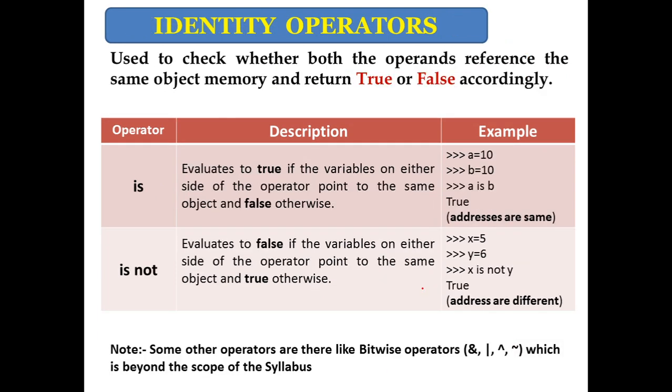Identity operators are used to check whether both the operands reference the same object memory, returning true or false accordingly. It checks the address of the operands of both sides of this operator: is and is not. Address is important here. Here a is 10, b is 10, a is b. Address is being checked actually. It is giving true because addresses are same. Both refer to the same object, same value. But in this case, x is 5, y is 6. Both addresses are different. So x is not y. Yes, addresses are not same. That is why it is giving true.